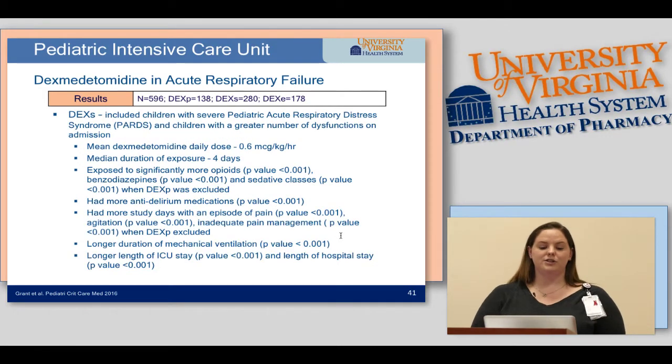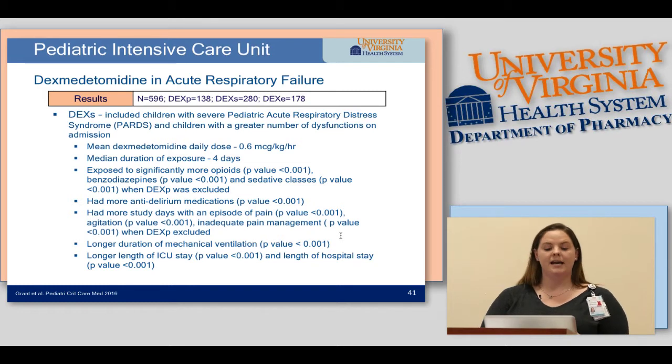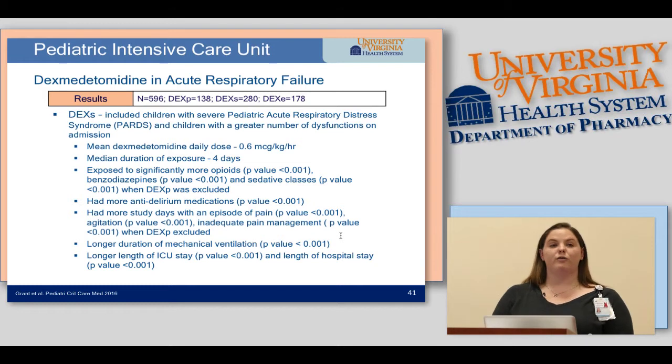Moving on to the next group of patients, this is dexmedetomidine as a secondary agent. This population included 280 patients who had severe pediatric acute respiratory distress syndrome and children with a greater number of dysfunctions on admission. In this population, the mean daily dose was very similar to those with dexmedetomidine as the primary sedative agent, at 0.6 mics per kilo per hour, with a median duration of exposure of 4 days, slightly less than as a primary agent.